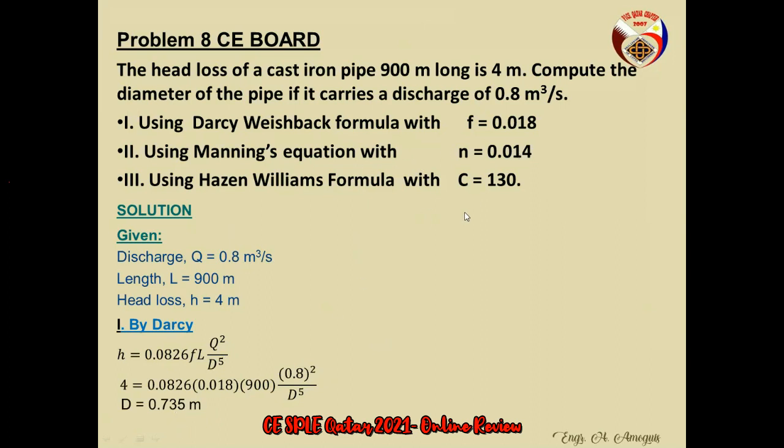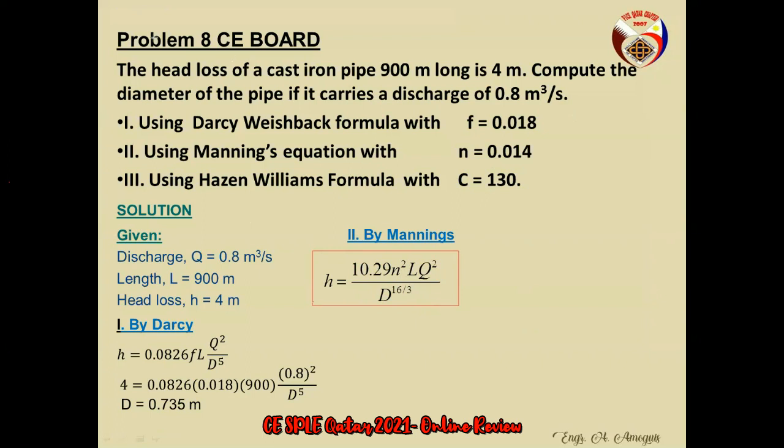Now using Manning's, this Manning's 10.29 n squared L Q squared over D raised to 16 over 3. One unknown, one equation. Remember, this Manning equation, which we will encounter later in open channel, is practically the same. H is given, Q and L are given, n is given, 0.0140.